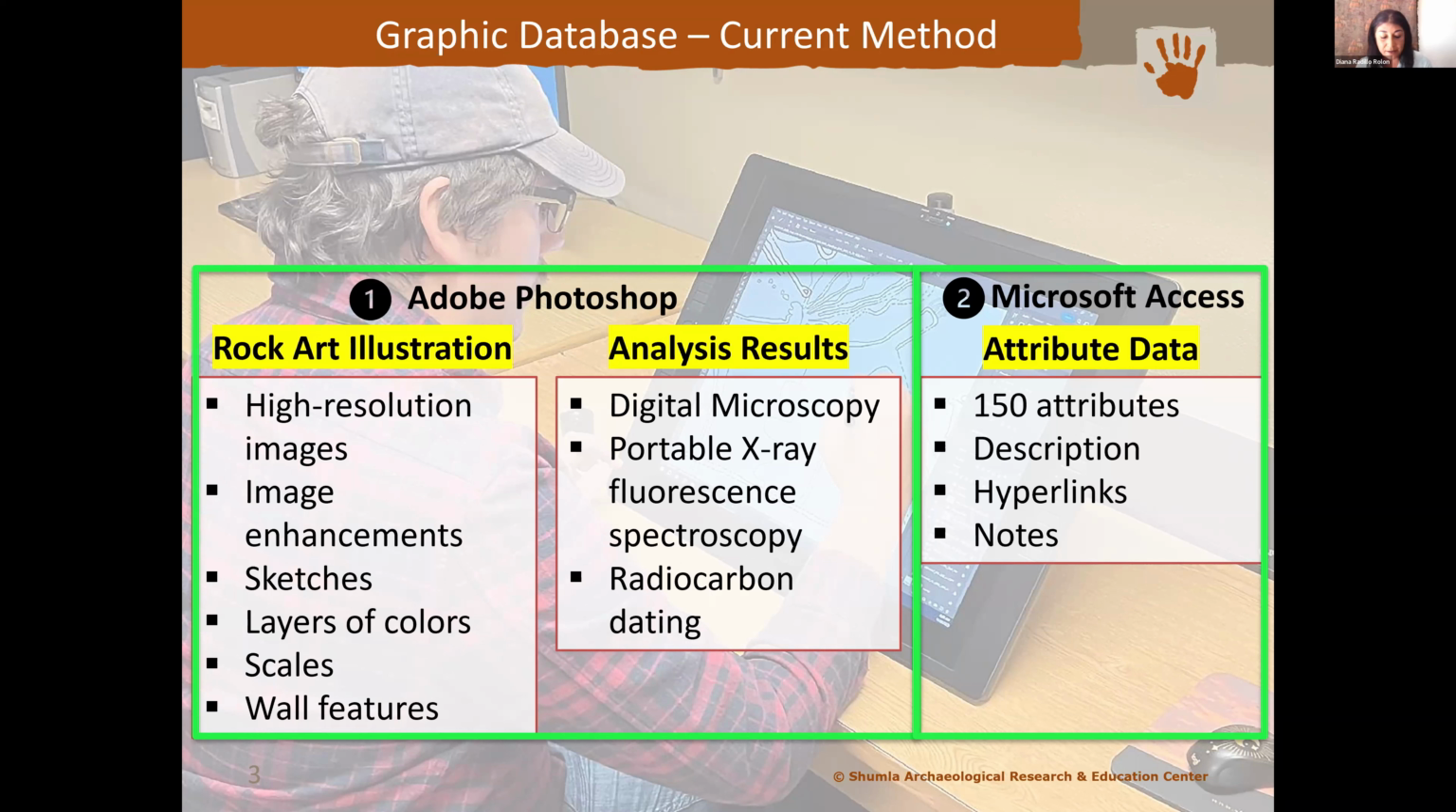The second part is when Shumla collects attribute data and fully describes each figure in a complementary Microsoft Access database file.